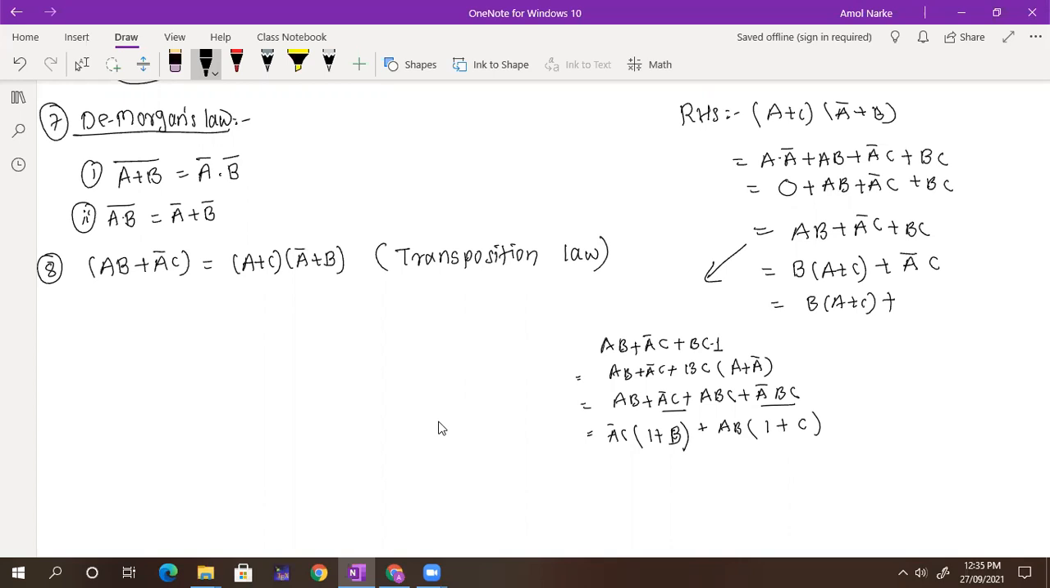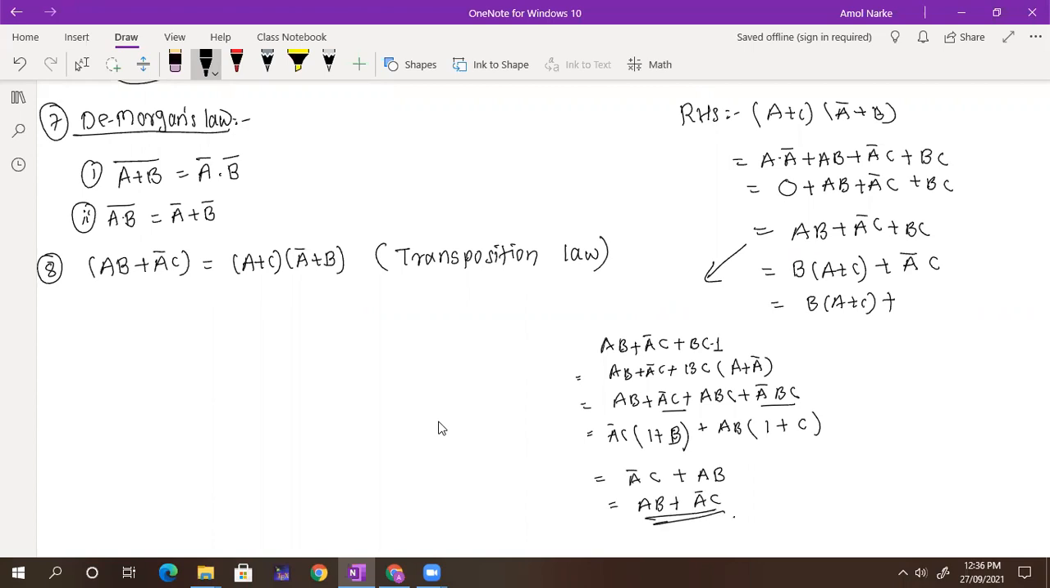Now anything, if we add with 1, it comes 1 only, no? So AB plus A bar C under 1 plus B, which is 1, no? Yeah. Then you are done. You started from the RHS, this side, and what you are receiving you can write down is commutativity. So AB plus A bar C.